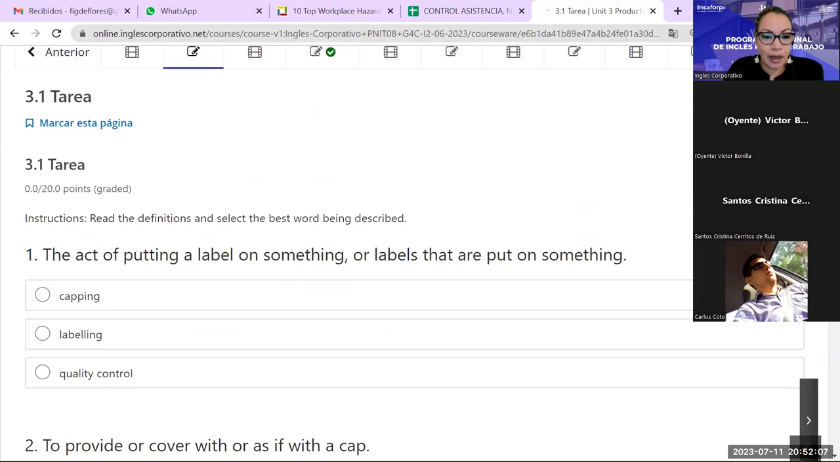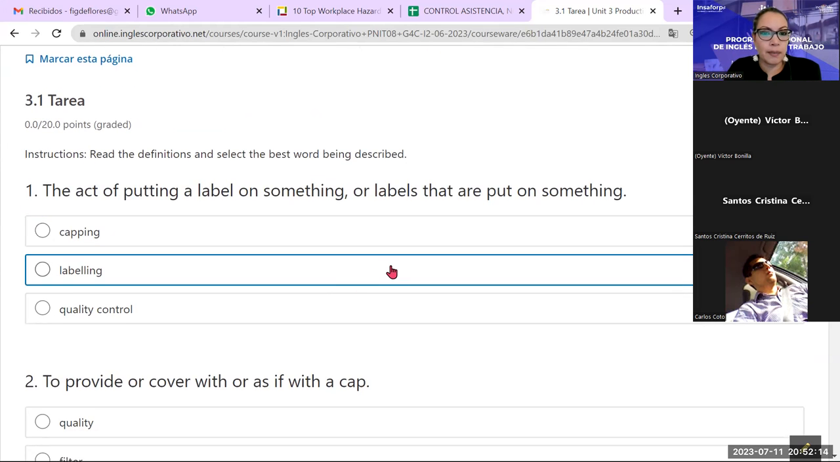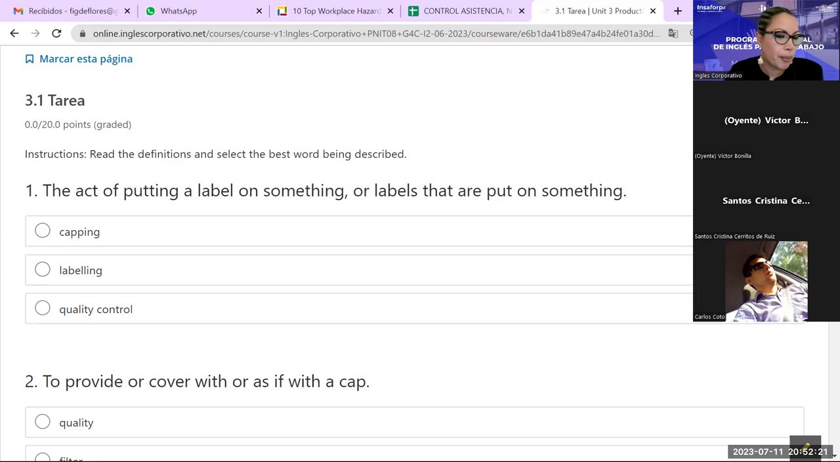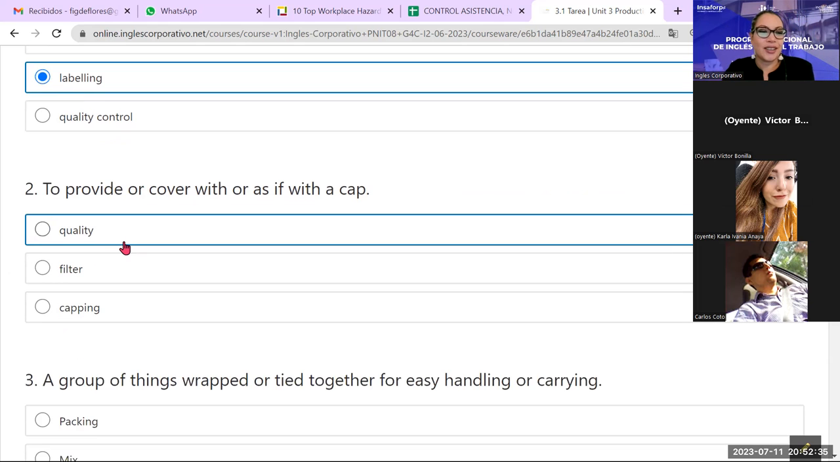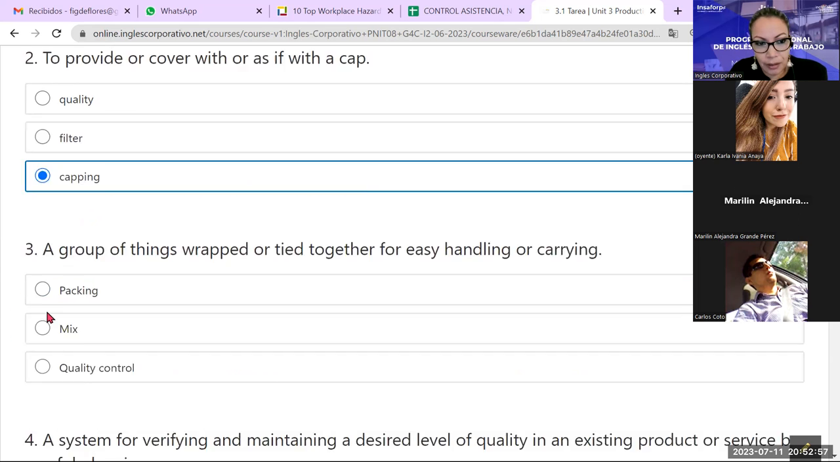Let's see if you remember, we studied this yesterday. The act of putting a label on something or labels that are put onto something. Do you remember the answer? Is that capping, labeling, or quality control? Labeling. Great. To provide or cover with or as if with a cap. Is that quality, filter, or capping? Capping. All right, thank you.